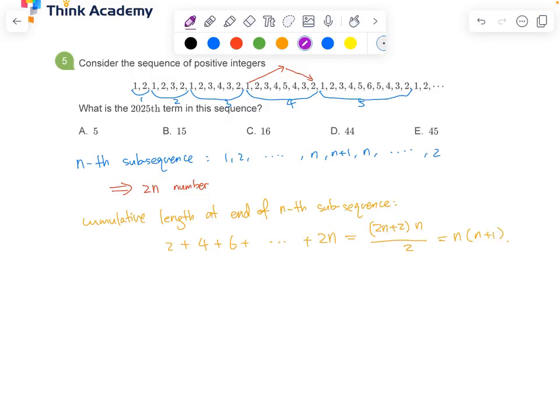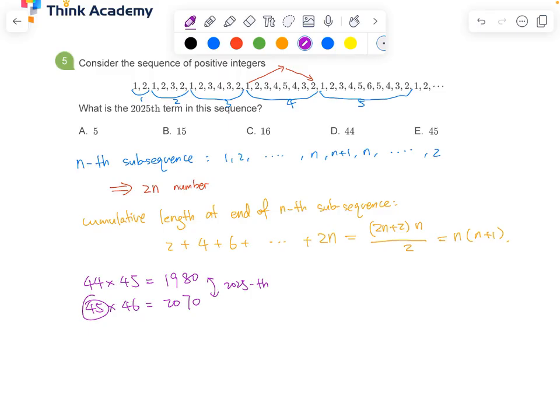And in the end, I can see that 44 times 45 would be 22 times 90, which is 1980. Okay, so we are not there yet. And then I can also see that 45 times 46 would be 2070. Okay, 2070. So the 2025th term would be right in the 45th subsequence.